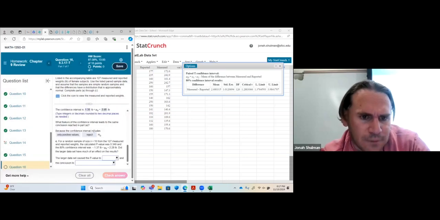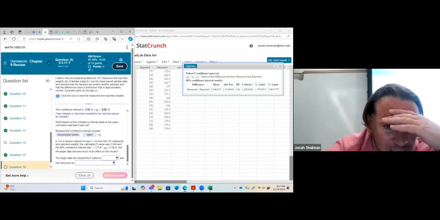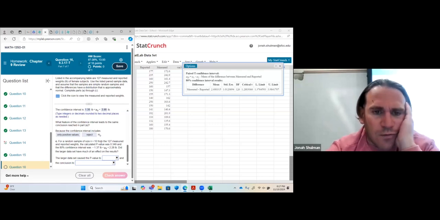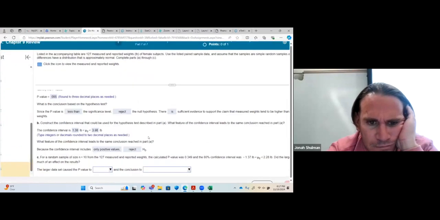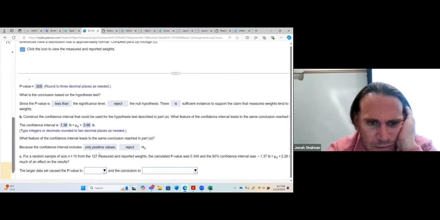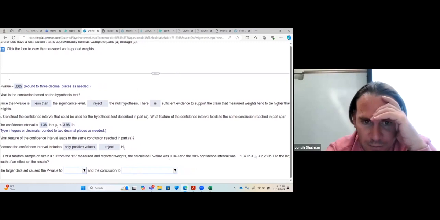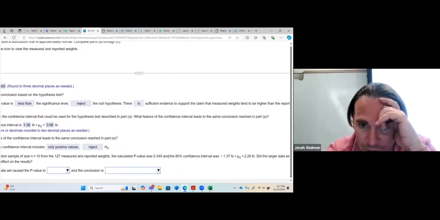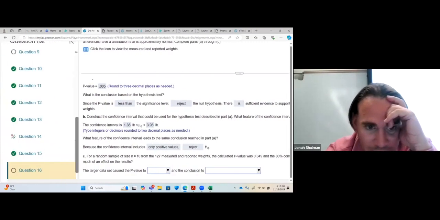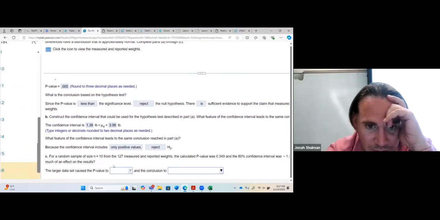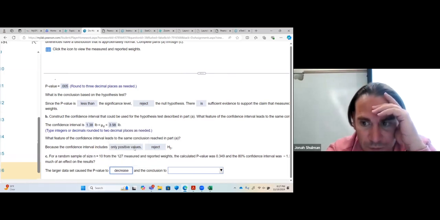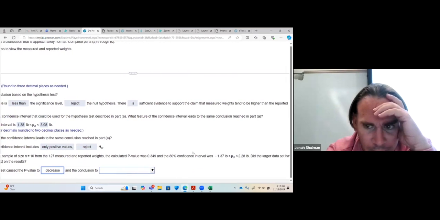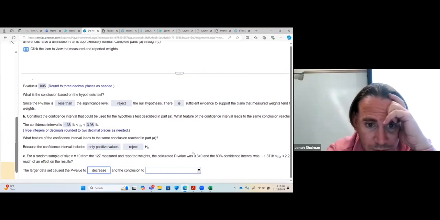Sounds pretty reasonable. All right, for a random sample of n equals 10 from 127 measured, I gotta be able to read this. Okay, for a random sample n equals 10 from the 127 reported weights, the p-value was 0.349, confidence interval was 80%. Did the larger data set have much of an effect on results? Yes. The larger data set caused the p-value to decrease.